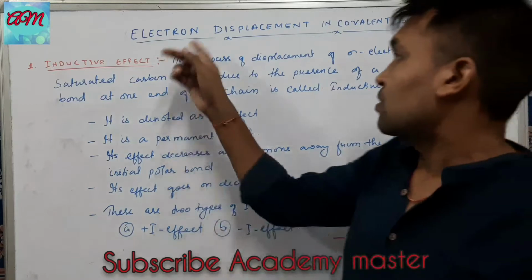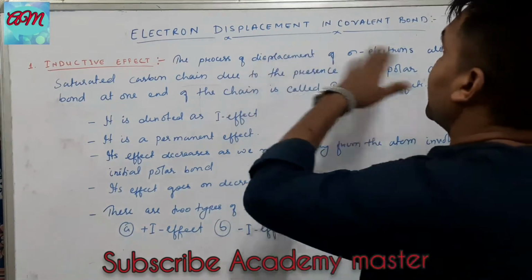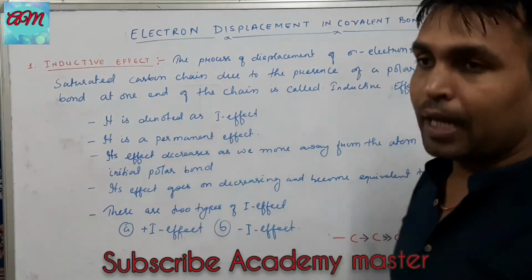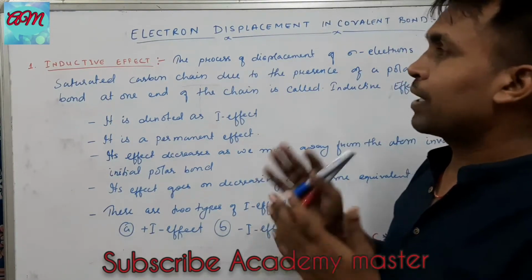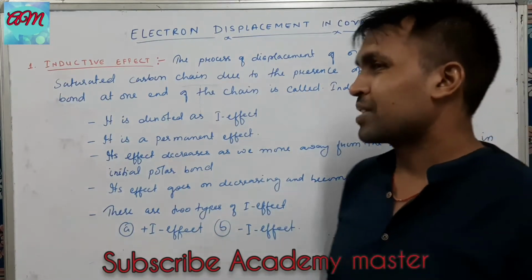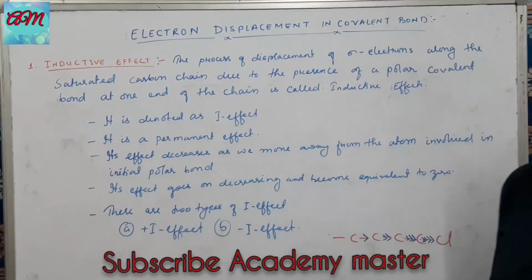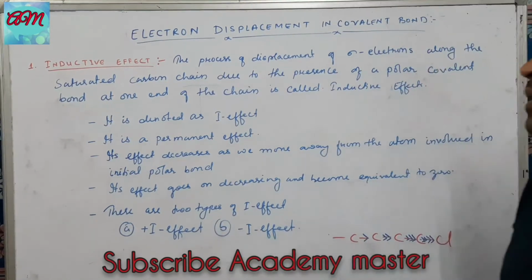So in today's lecture, we are going to discuss electron displacement in covalent bonds. There are different types of electron displacement which take place in a covalent bond, and we are going to discuss those today. To start with, the first one we are going to discuss is the inductive effect.